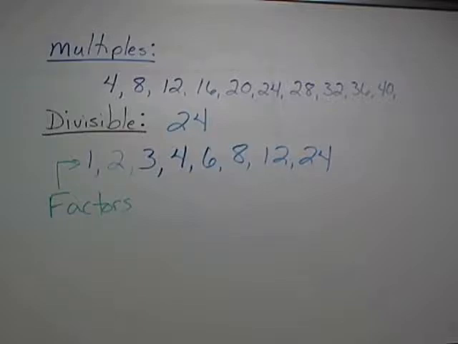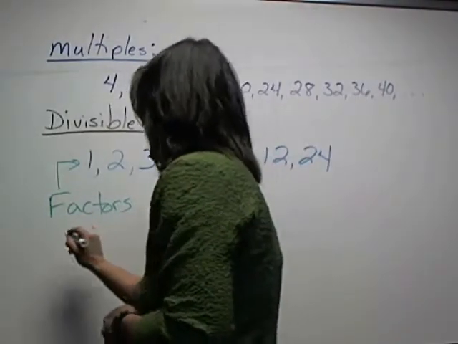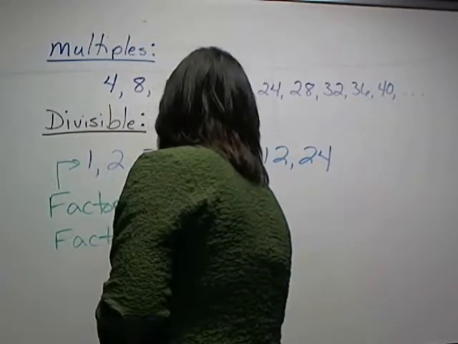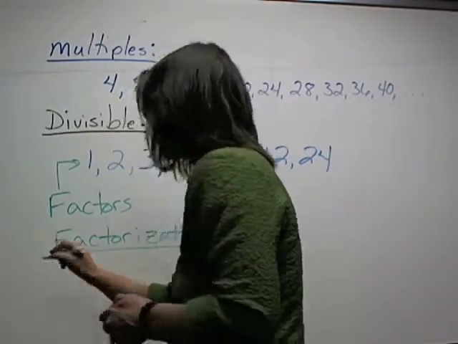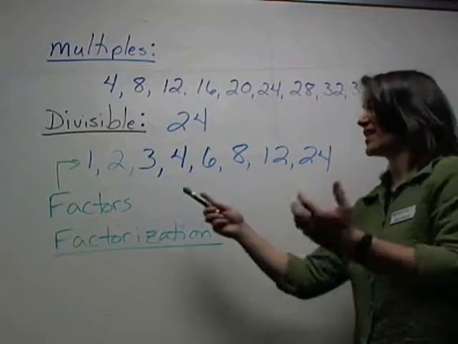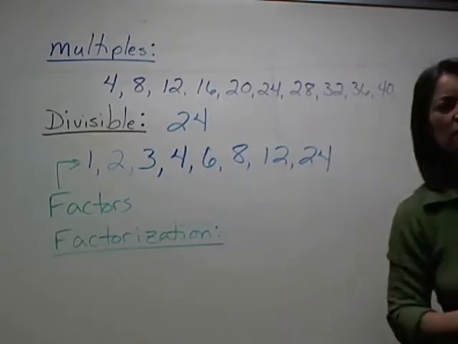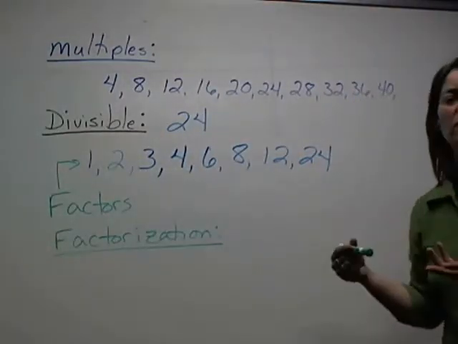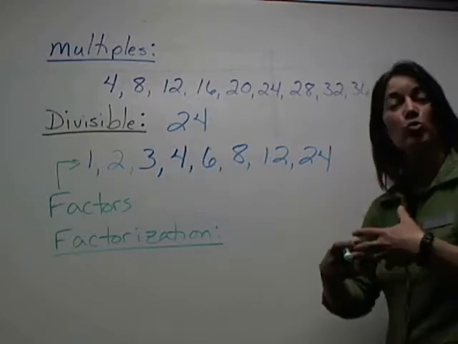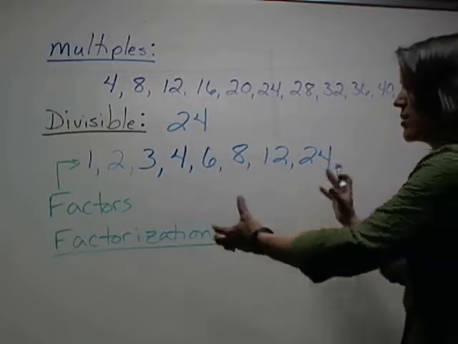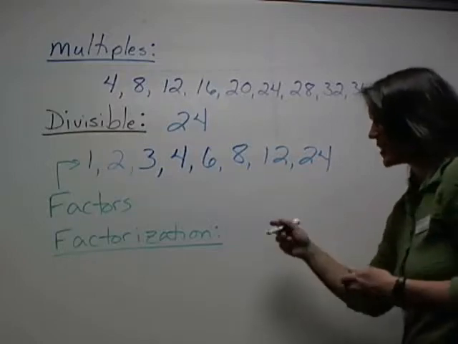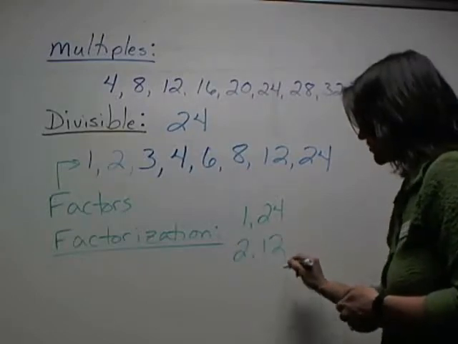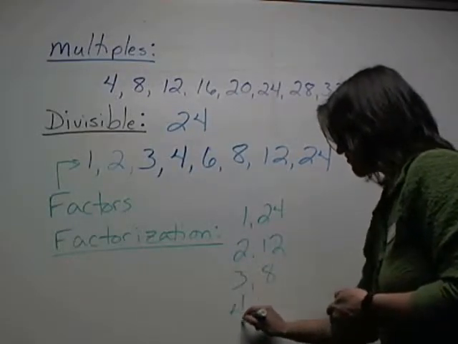Now, we can also find the factorization of the number. Now this gets a little bit confusing. That's why it's good to have a glossary, because factorization looks a lot like factors. Factorization is putting those pairings together. This is just listing all of the factors. A factorization is putting them in groups and saying, oh, well, what does multiply together to give me 24? So the factorizations would be 1 and 24, 2 and 12, 3 and 8, 4 and 6.